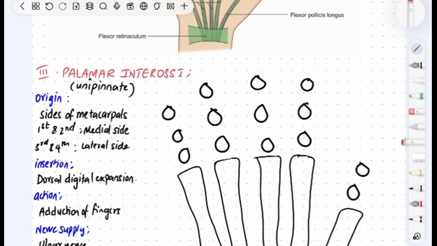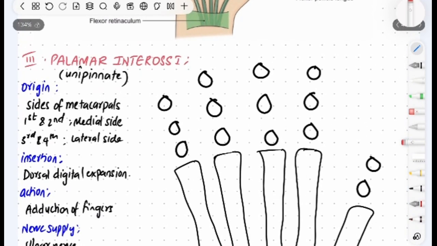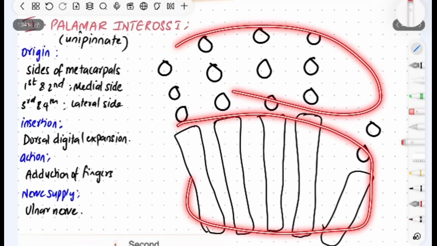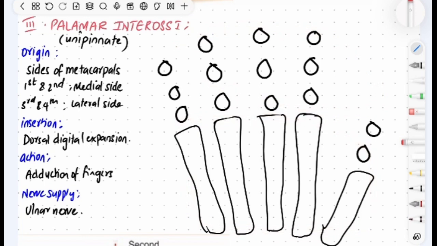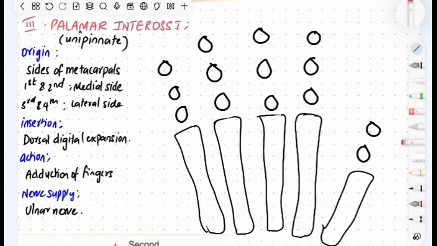So these palmar interossei muscles are present on the palmar aspect, or on the side of the palm of our hand, and these palmar interossei are unipinnate. And what is their origin? Origin is the sides of metacarpals. So these are metacarpals, these are carpals, right? Sorry, these are metacarpals, these are phalanges. So origin is from the sides of metacarpals.